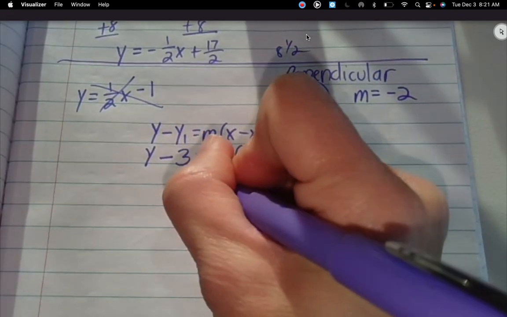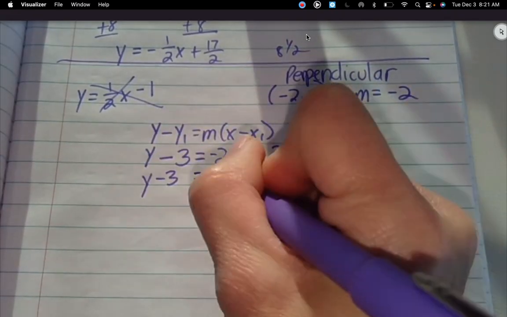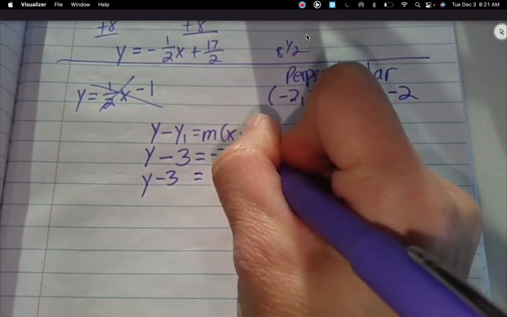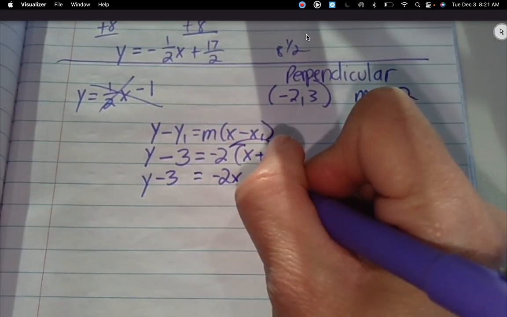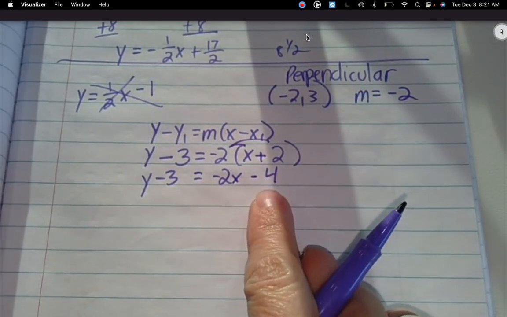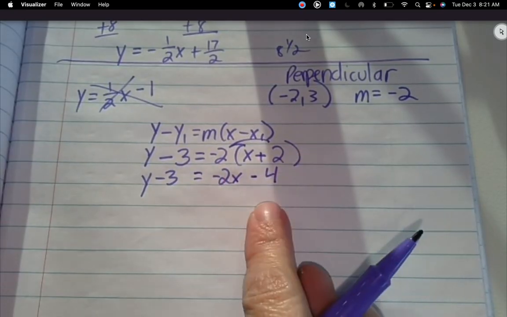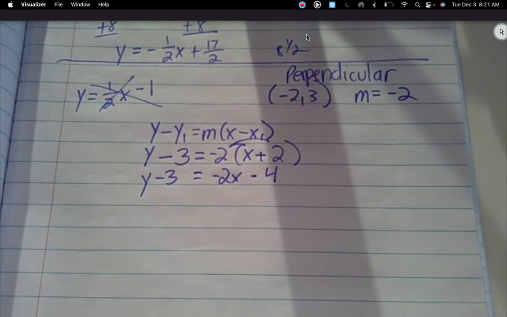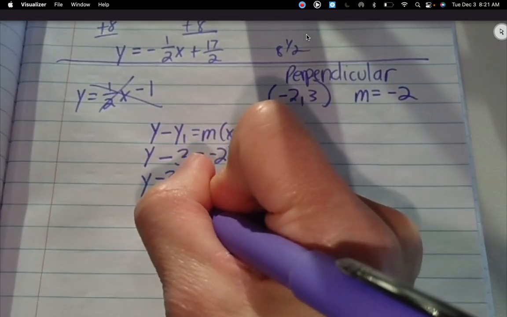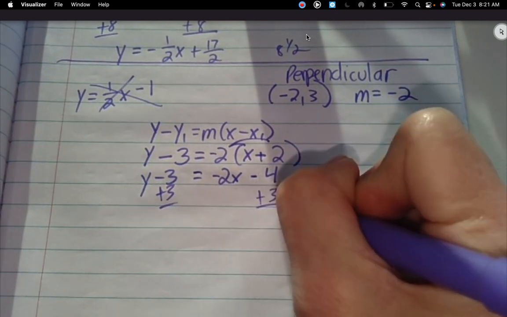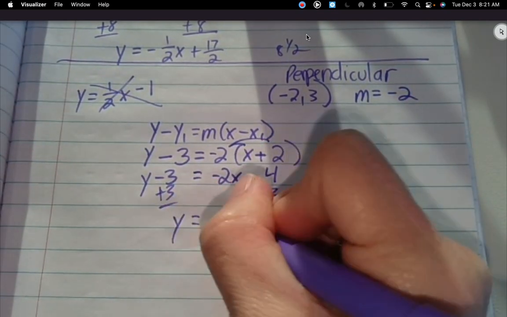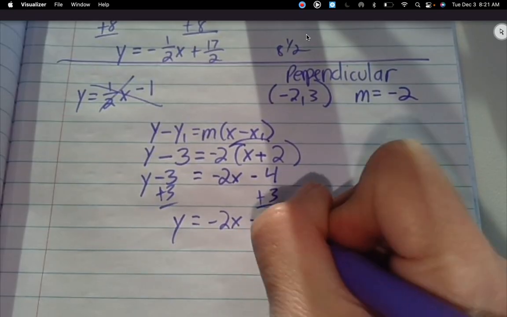Distribute it. So if I'm going to just bring this down for a second, -2 times x, and then -2 times 2. Does everybody understand that's -4? -2 times 2. Now, one last step. What do I do? Every time that number over there with the y, it says -3. So what do I do with it? Add 3. So we get -2x minus 1.